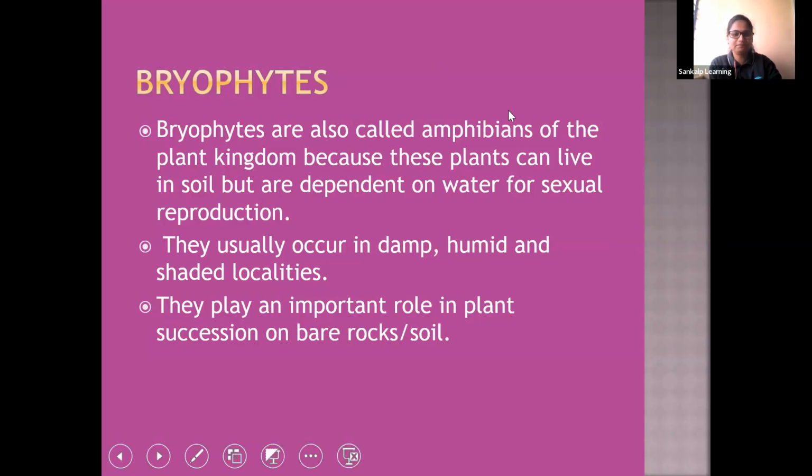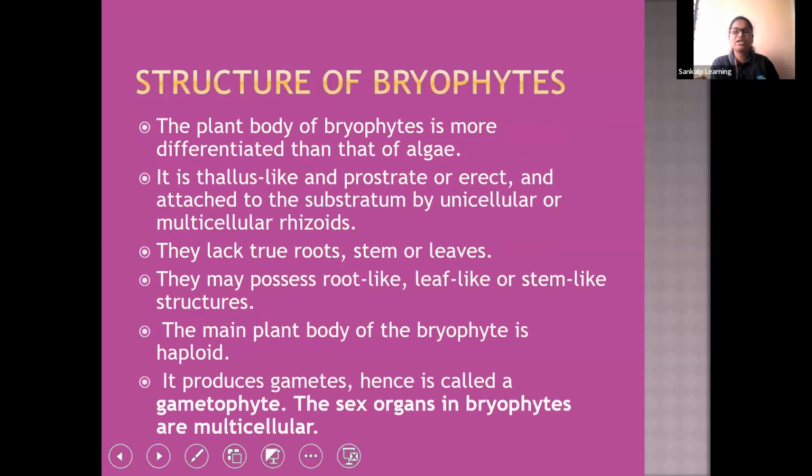Next, we have the structure. So the structure of bryophytes is not like algae. It is not completely attached, completely flat. It will have certain erect parts, that is, vertical, upright, growing straight upward. And it is attached to the substratum by unicellular or multicellular rhizoids.